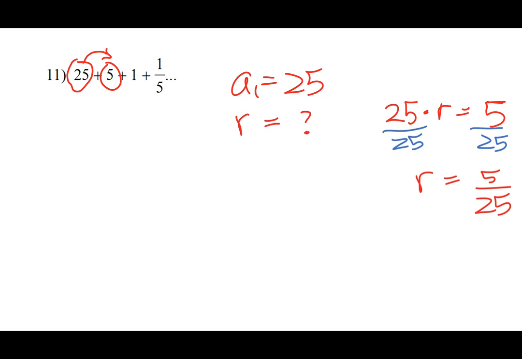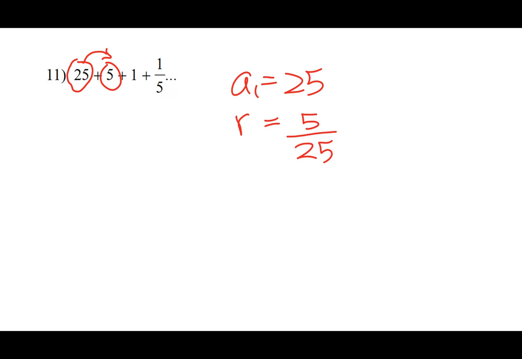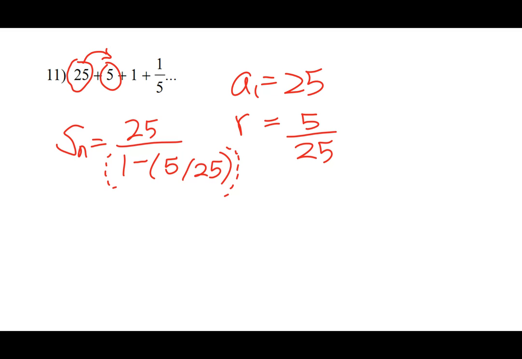Next time you have to find an r, you don't have to write the equation. You just simply take any term and divide it by the previous term. So I take the 5 and divide it by the one before it. It turns out to be a fraction, so use the fraction in the formula as it is. Just use parentheses. I put the dotted parentheses just to show you that the parentheses are really important. Just type everything into a calculator and you're going to get 31.25 if you did it correctly. So make sure you use parentheses.